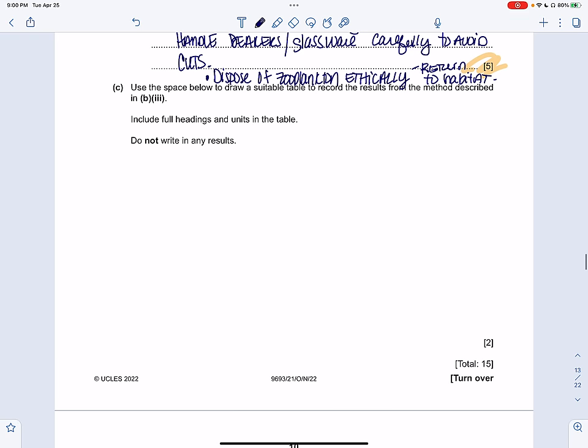Draw a suitable table and record the results for the methods described. Include full headings and units. Gotta use a pencil and a ruler on this one. So again, it's your X and then your Y, and that's always how data tables go. How does the X affect the Y? Our X was the different sizes, and they told us the unit, millimeter. And the Y was how fast. Fast is distance over time, so this is going to be swimming speed, in millimeters per second.